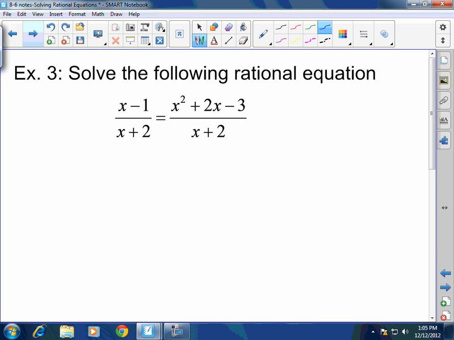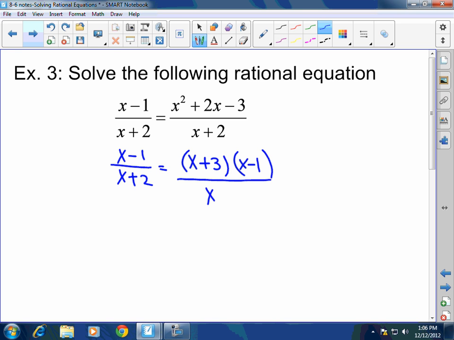All right, now solve the following rational equation. Okay, this one's really easy, right? Except, look at this up here. Do you think it would benefit us to go ahead and factor? Yes, it would. Always factor everything you possibly can. x minus 1 over x plus 2 equals x plus 3, x minus 1, and then x plus 2. So I'm going to multiply x plus 2 to both sides.